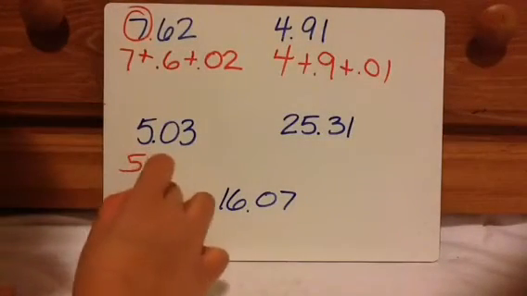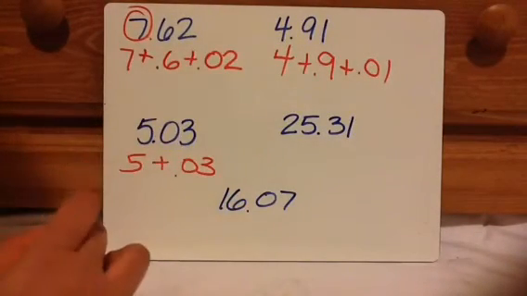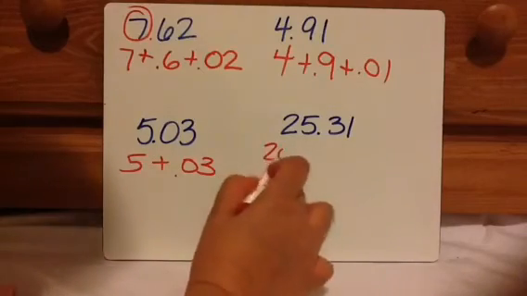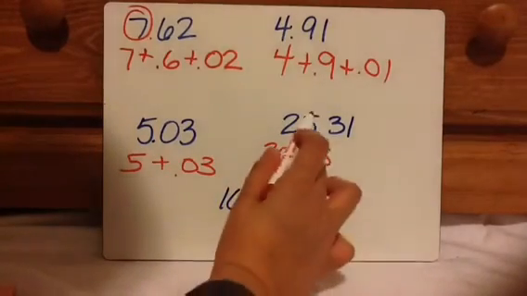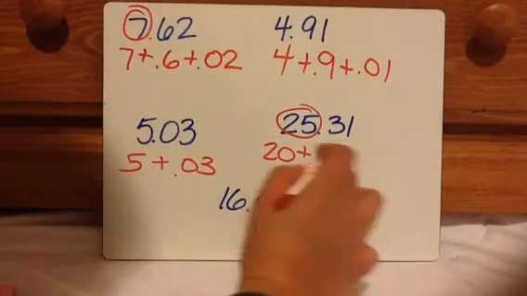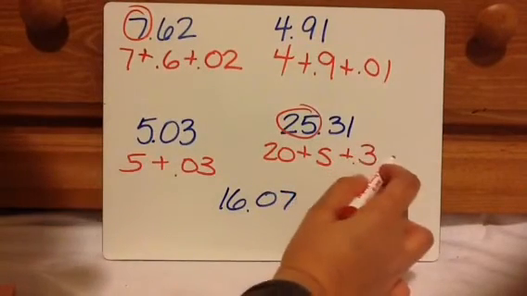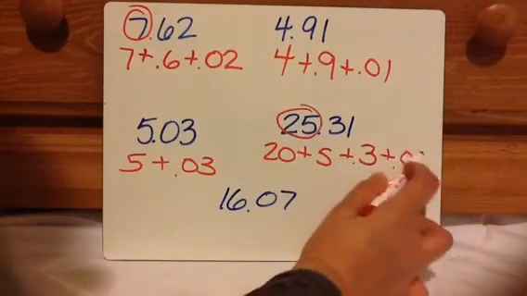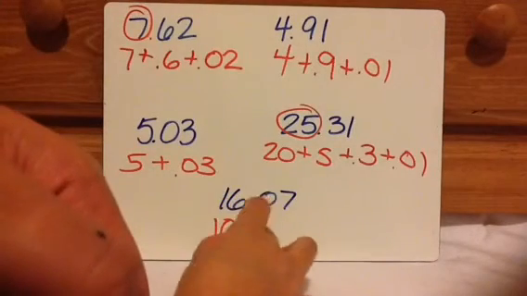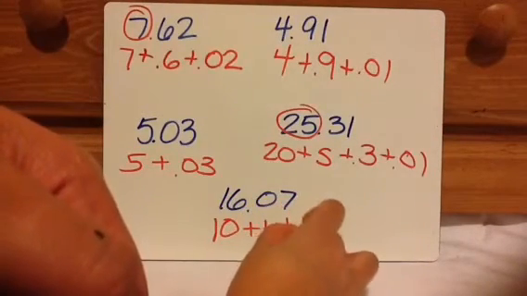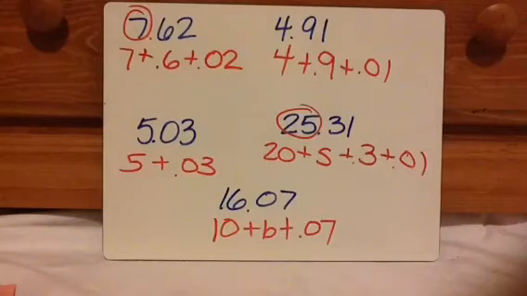There's my ones, but look at this. I don't need anything for the tenths. And then this is 20 plus 5. So think of 25 in the expanded form. It's 20 plus 5. And then 3 tenths, and then 1/100ths. 10 plus 6 plus 7/100ths.